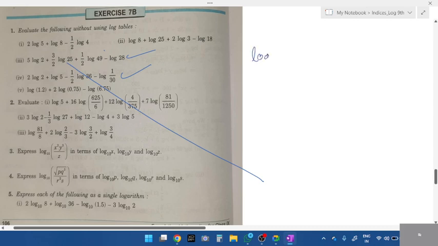Log. Is Anya online? She left. Okay, you tell me, Bhargavi. Third one, log.